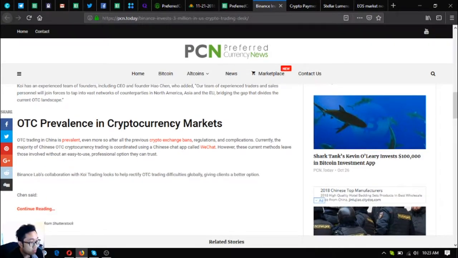OTC prevalence in cryptocurrency markets. OTC trading in China is prevalent, even more so after the previous crypto exchange bans, regulations, and complications. Currently, the majority of Chinese OTC cryptocurrency trading is coordinated using a Chinese chat app called WeChat. However, these current methods leave those involved without an easy-to-use professional option they can trust. So Binance Labs' collaboration with Koi Trading looks to help rectify OTC trading difficulties globally, giving clients a better option, so Chen said.